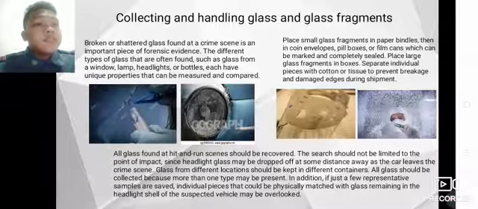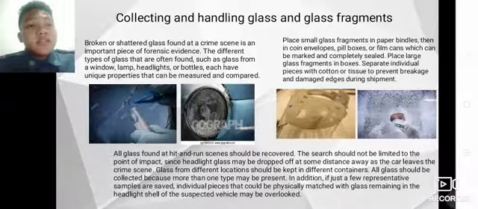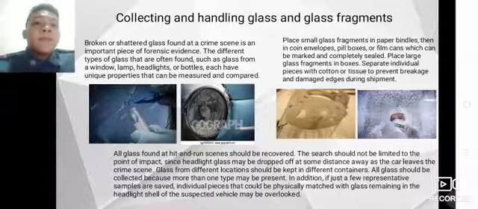Please separate individual pieces with cotton or tissue to prevent breakage and damaged edges during shipment. All glass found at a hit and run scene should be recovered. The search should not be limited to the point of impact, since the headlight glass may be dropped some distance away as the car leaves the crime scene. Glass from different locations should be kept in different containers.